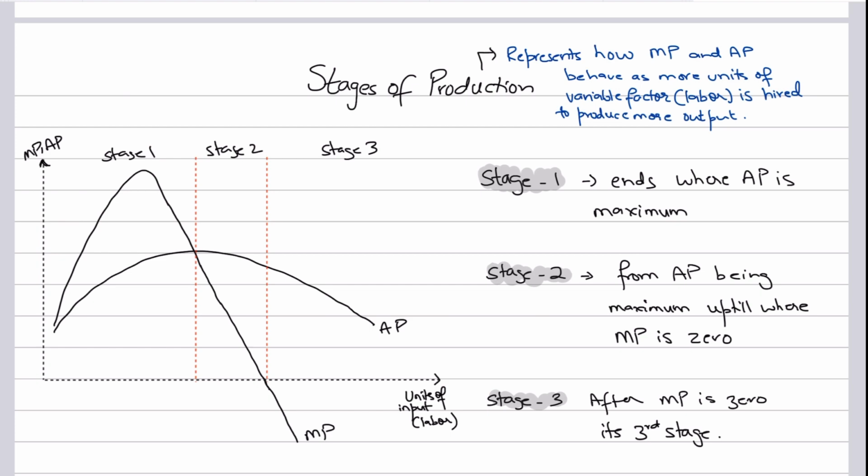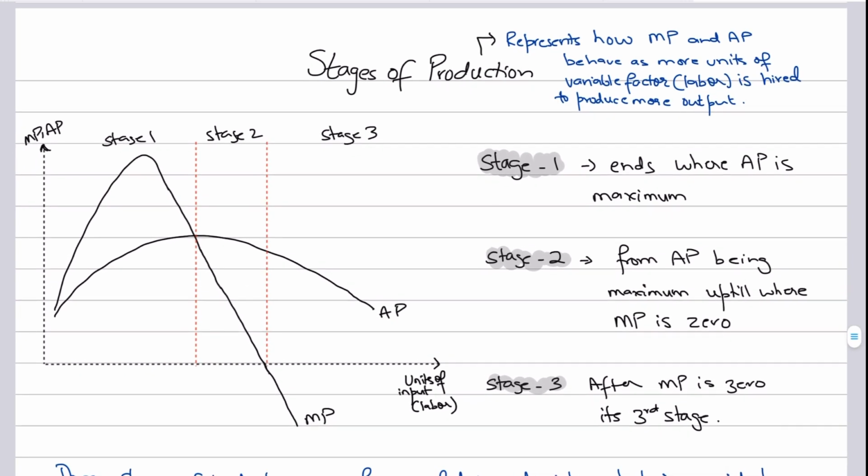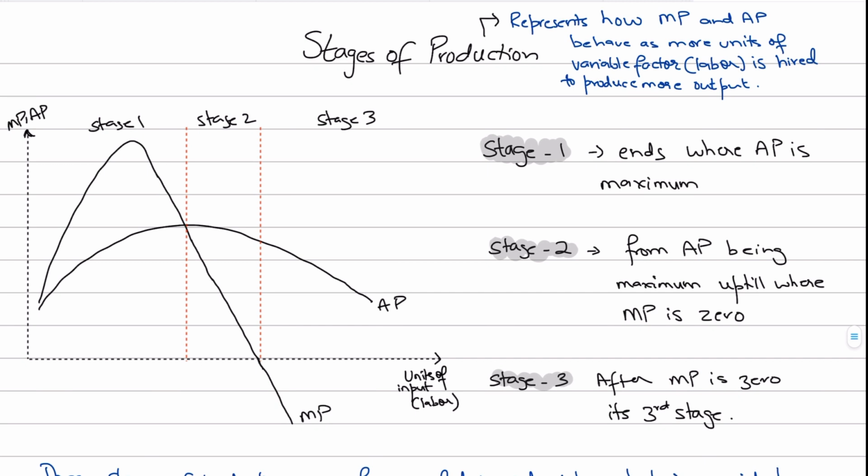So basically, stage one is going to end where your average product is at its maximum, right? So this is the point where your average product is maximum, so stage one ends, and then stage two starts after that point. Stage two is where average product is maximum, up till the point where the marginal product gets to zero, right? So that's the entire region.